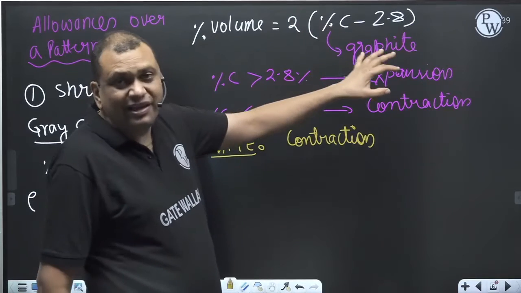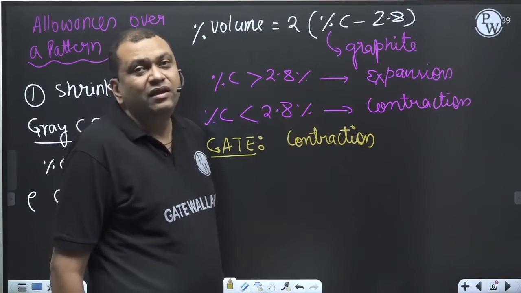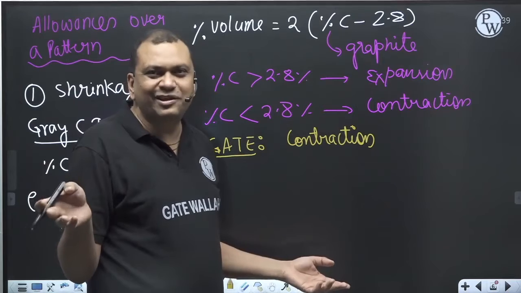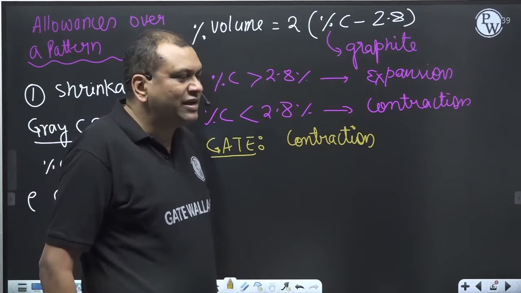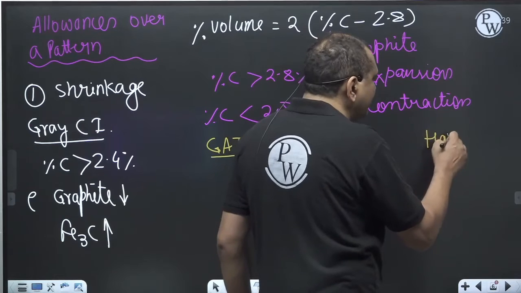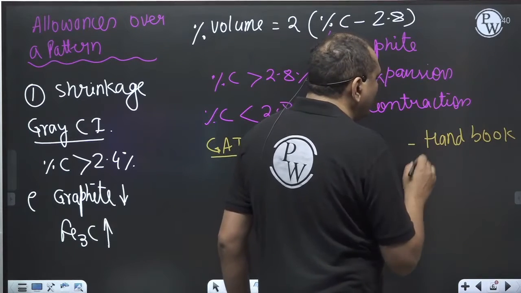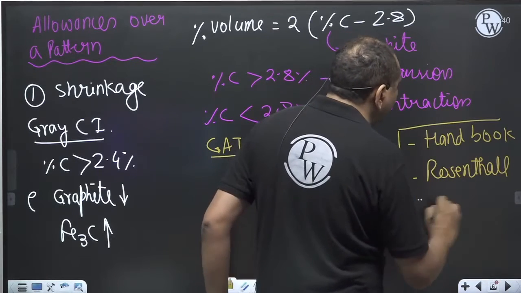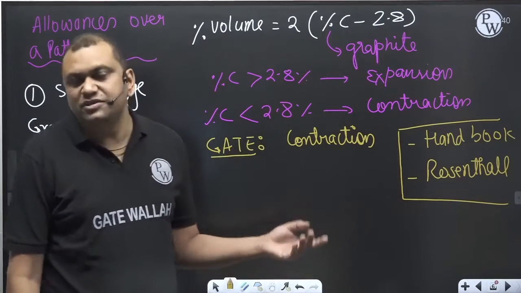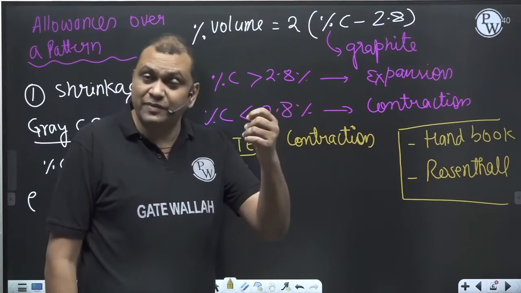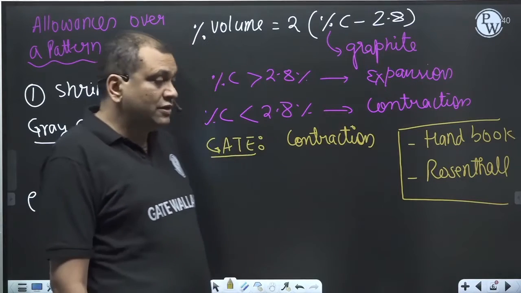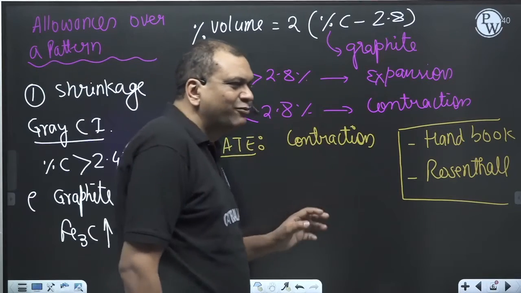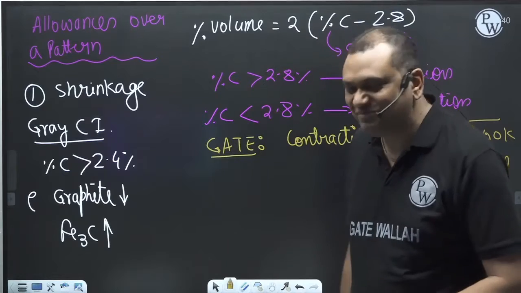And this proof, whatever I'm speaking to you now, this proof with screenshots, I have uploaded on my Facebook page so that everybody can download. These proofs I have taken from either the handbook of casting or Rosenthal. Rosenthal is a very good book on casting. From these two books, I have taken the proof and put it on my Facebook so that students can challenge. So anyway, you have to be a little careful. That's the reason I told you, for 5 minutes, all of you should be attentive.